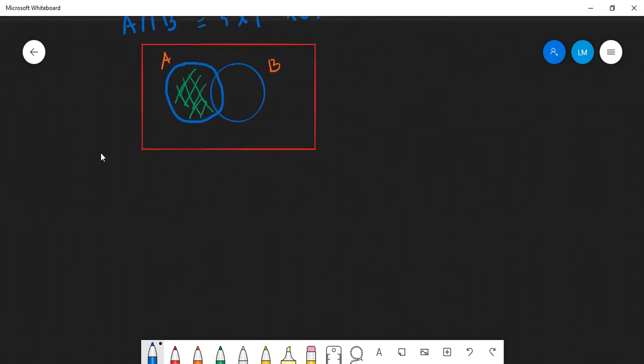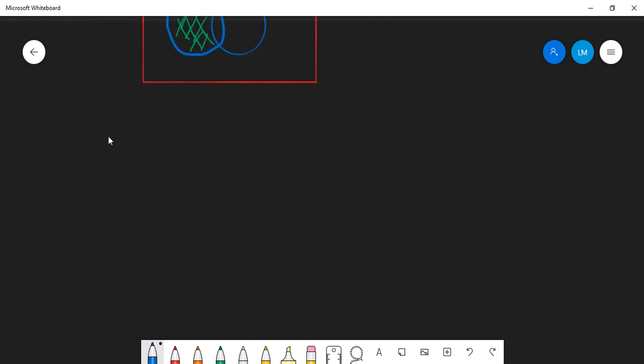Well, if that's the case, then maybe we can look at a different example where we want to know what the set is going to look like if I have A complement, and then we intersect this with B complement. So by definition, this is going to be the set of X such that X is not in A and X is not in B.